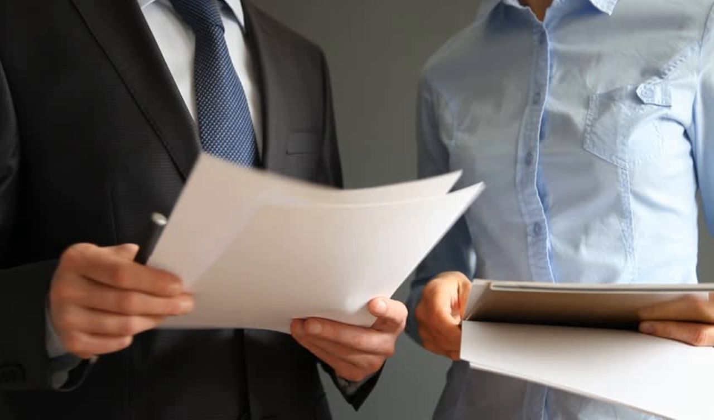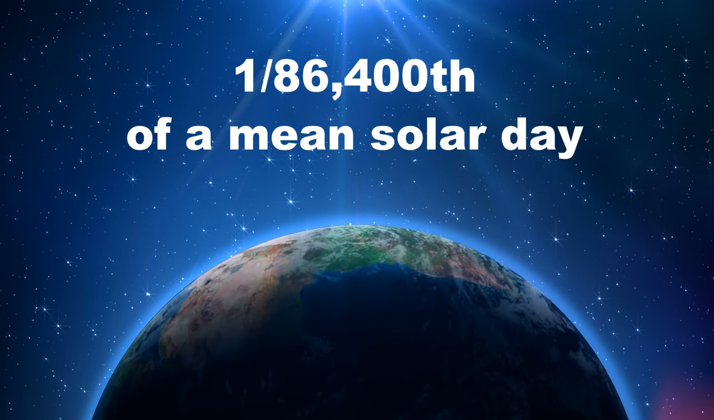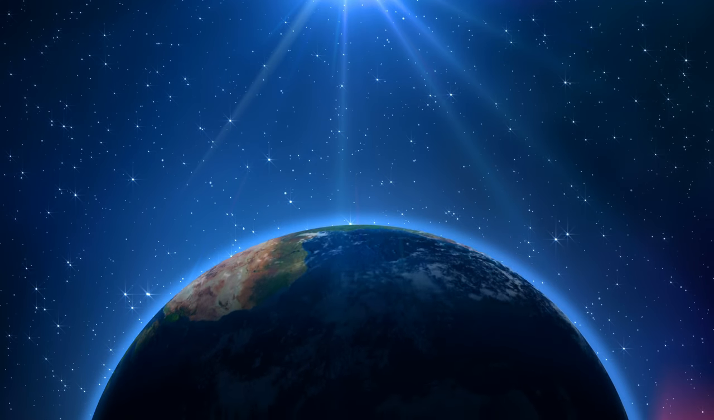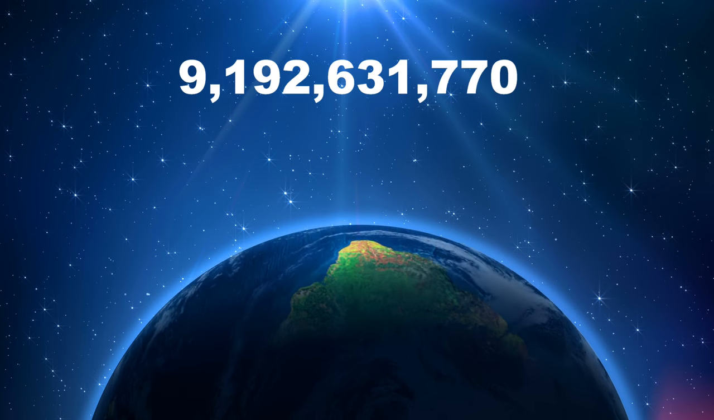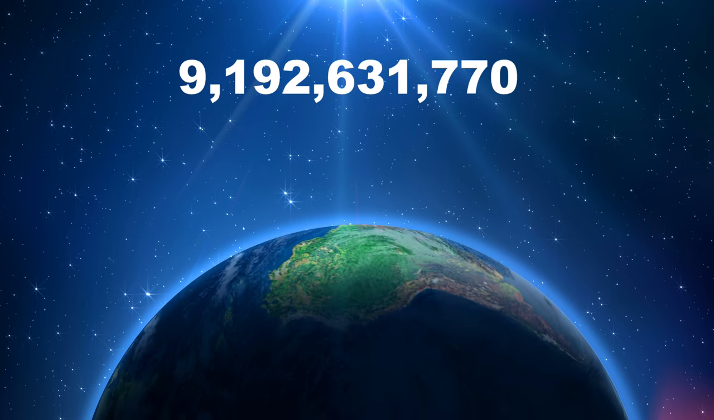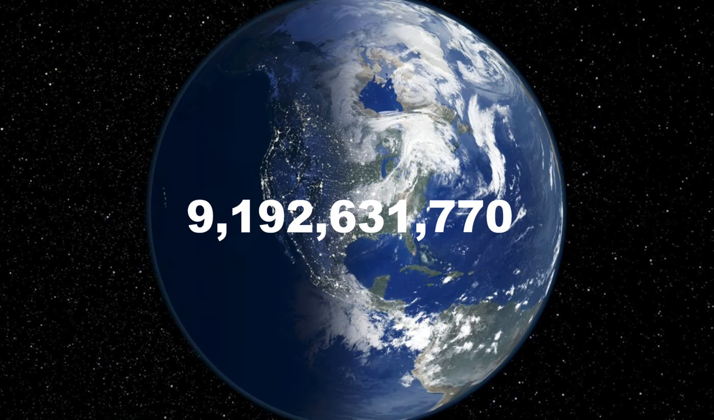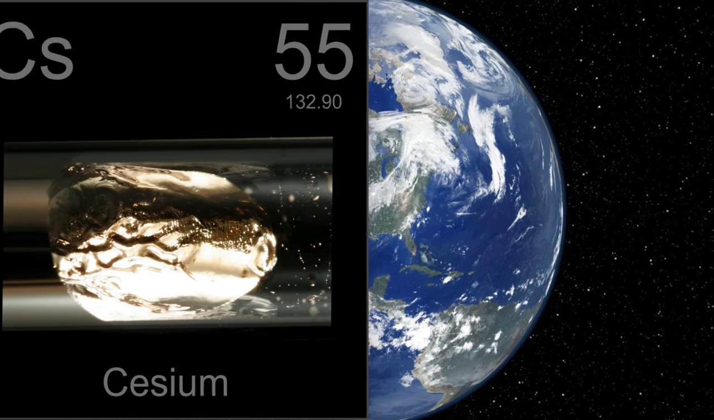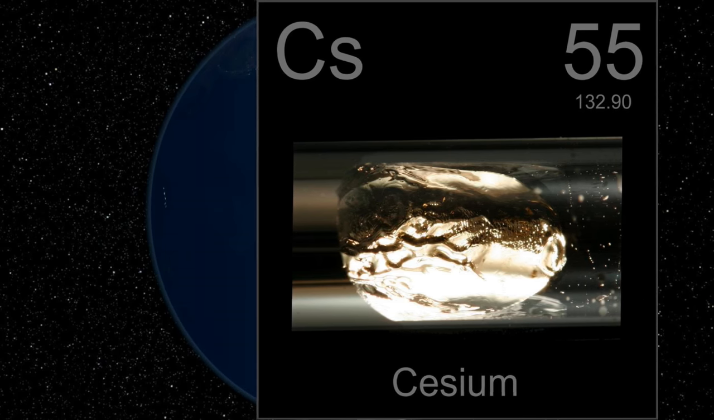Now the second, which had previously been described as 1/86,400th of a mean solar day, was from October 1967 more accurately described as the duration of 9,192,631,770 periods of the radiation corresponding to the transition between the two hyperfine levels of the ground state of the cesium-133 atom. More simply, it is based on the frequency of light emitted by cesium-133 when exposed to microwave radiation, as explained in the following video from the National Institute of Standards and Technology.